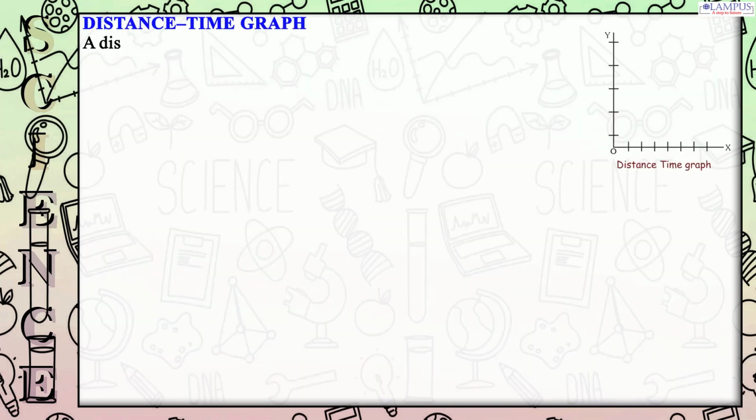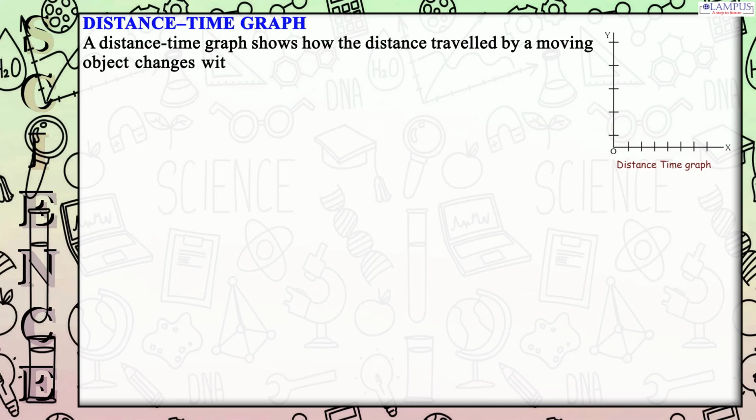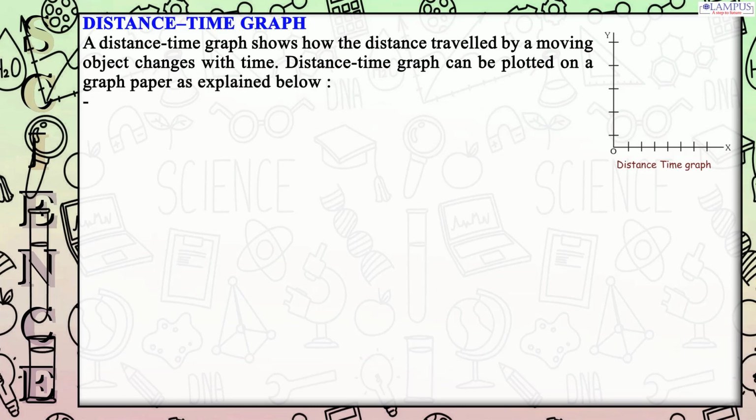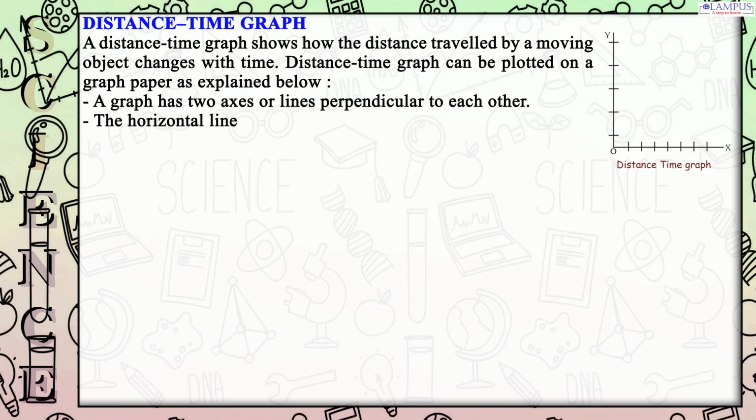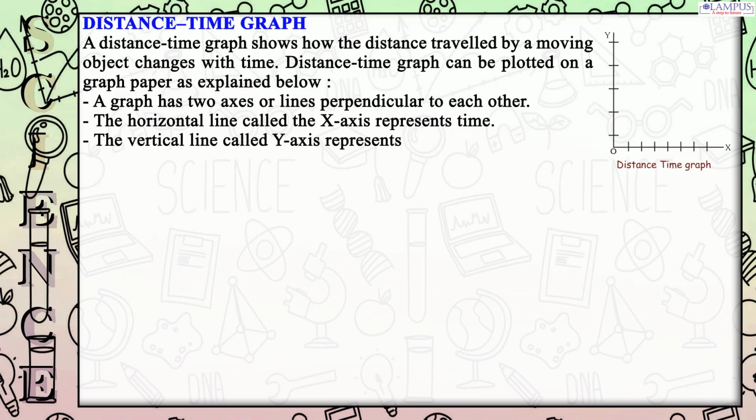Distance time graph. A distance time graph shows how the distance traveled by a moving object changes with time. Distance time graph can be plotted on a graph paper as explained below. A graph has two axes or lines perpendicular to each other. The horizontal line called the x-axis represents time. The vertical line called y-axis represents distance. The point of intersection of the two axes is called origin.